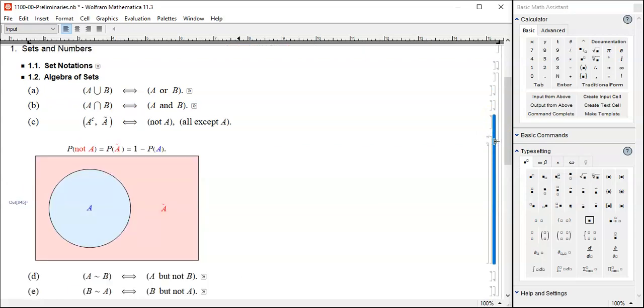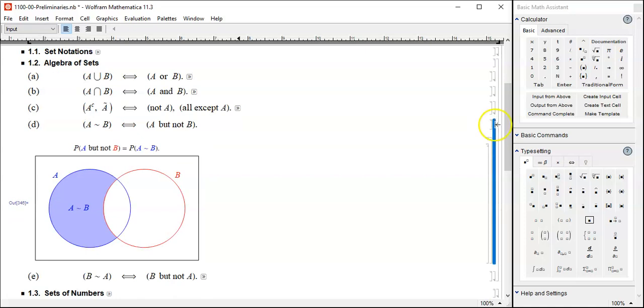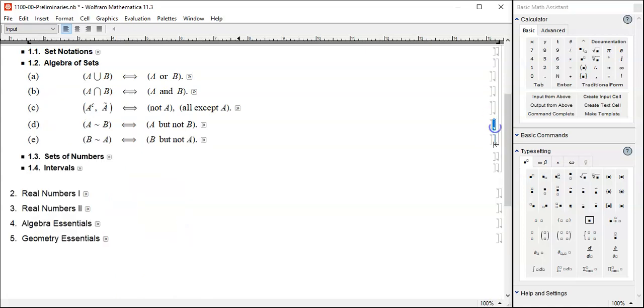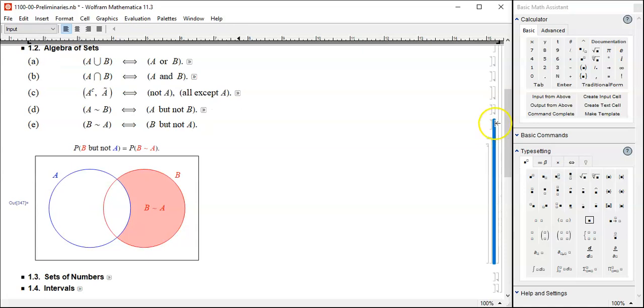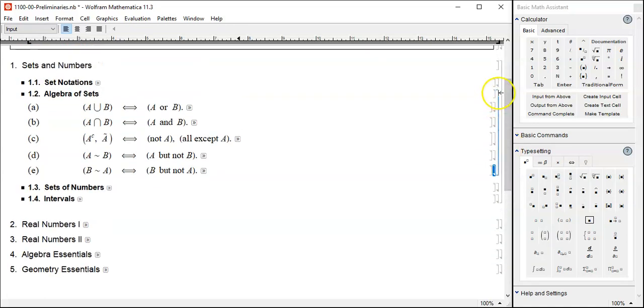Next, not A, or all except A, and that one's easy to understand. And then the other two are not that important. A but not B. B but not A. Okay, easy to understand, and they're rarely used.